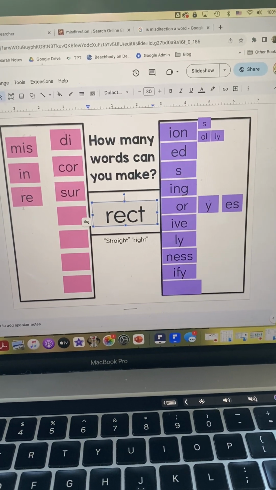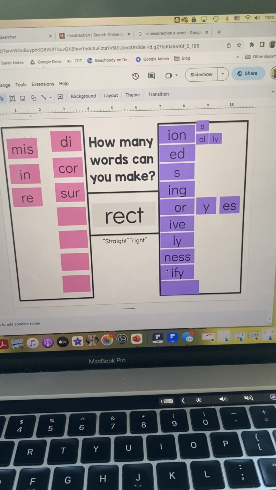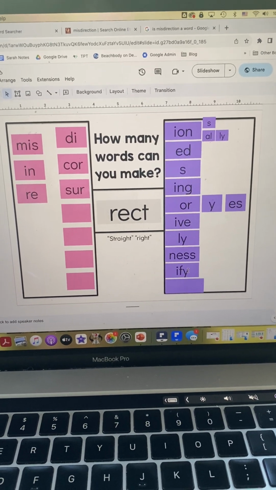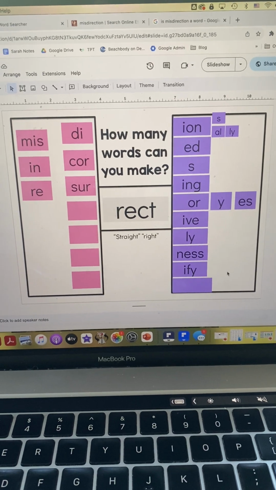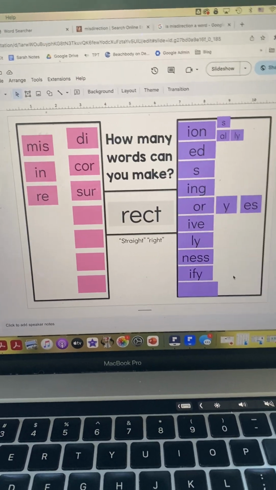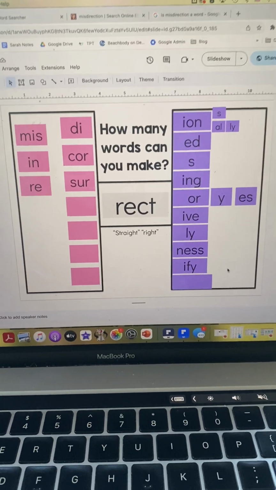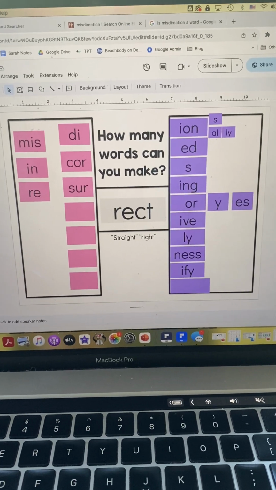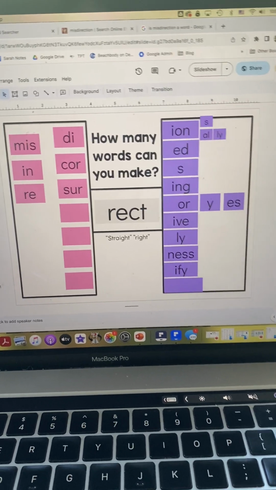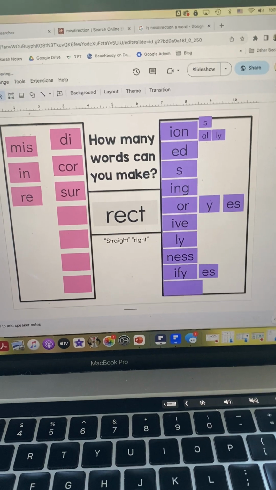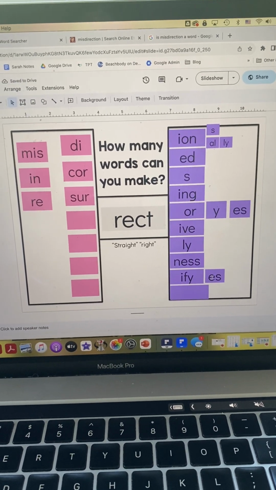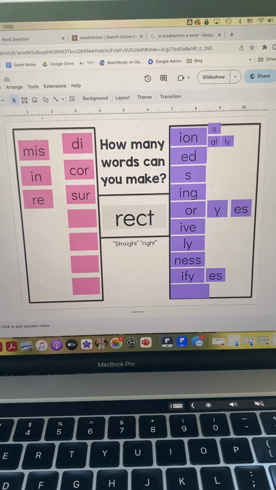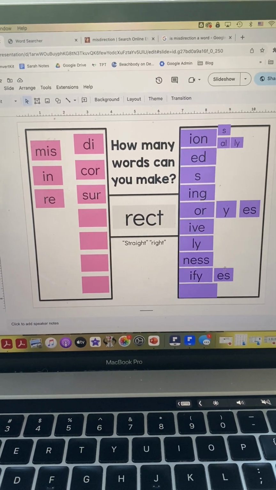Next, we can have no prefixes and just add to make rectify. Now the true suffix is fy and I is actually a connector vowel, but I'm not going to get fancy here. That's just a little side note. So rectify, I can drop the y and change it to I and add es to make rectifies, or rectified. I could actually add another ed there.